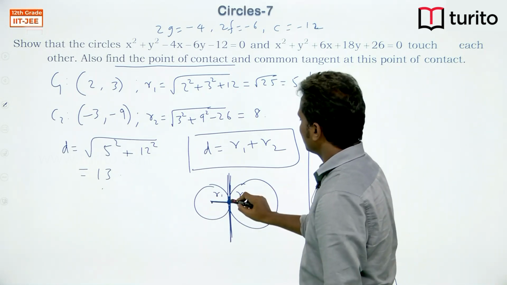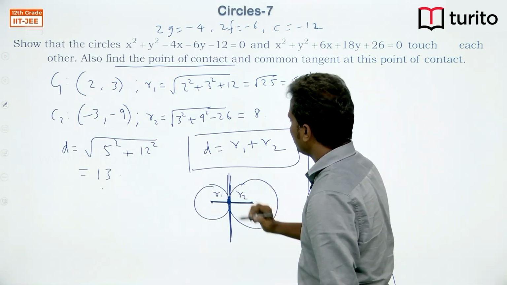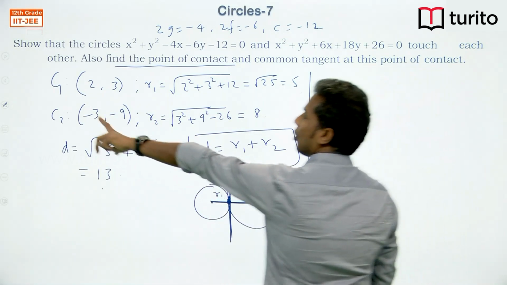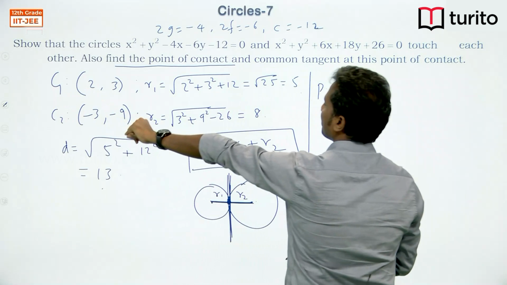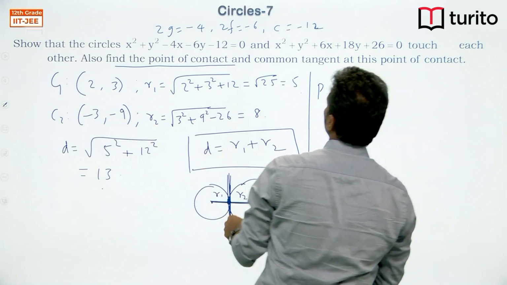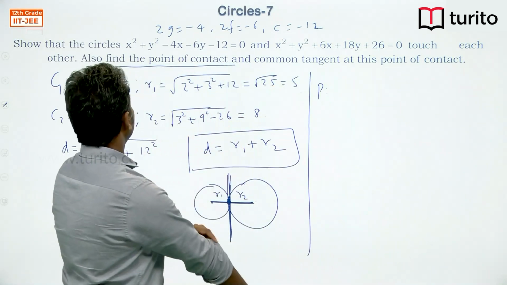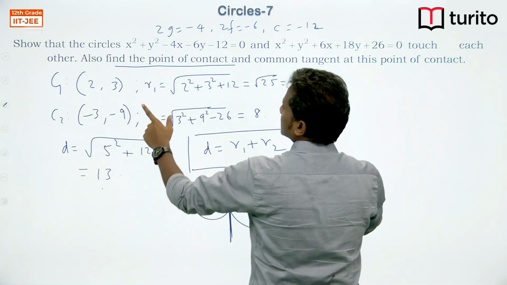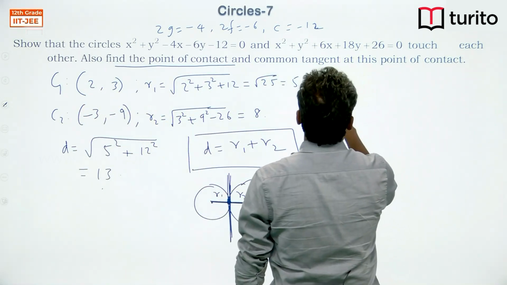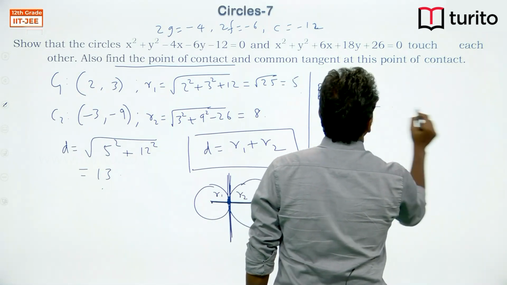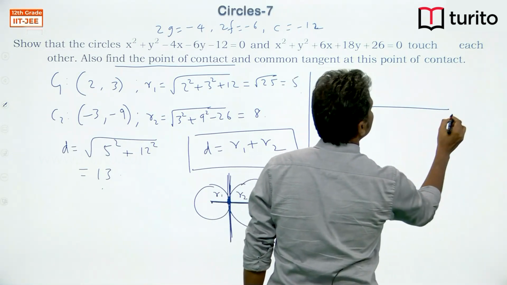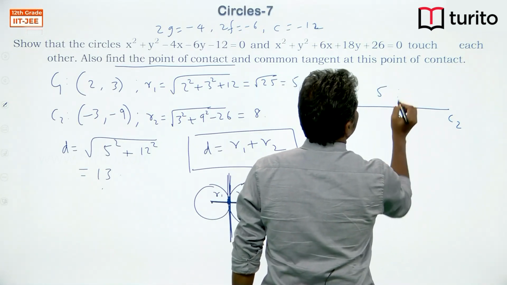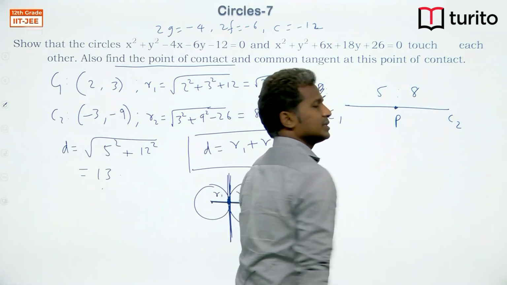Okay. So if I take this point as, let's say, P, so I can calculate P using section formula on these two centers. So they are dividing in the ratio 5:8. So I just have to take that ratio here. So for clarity, I will draw a diagram here. This is C1, this is C2, and this is P, which is dividing C1, C2 in the ratio 5:8.